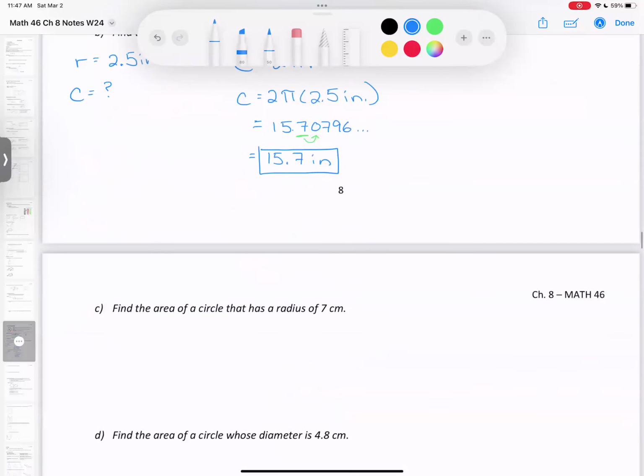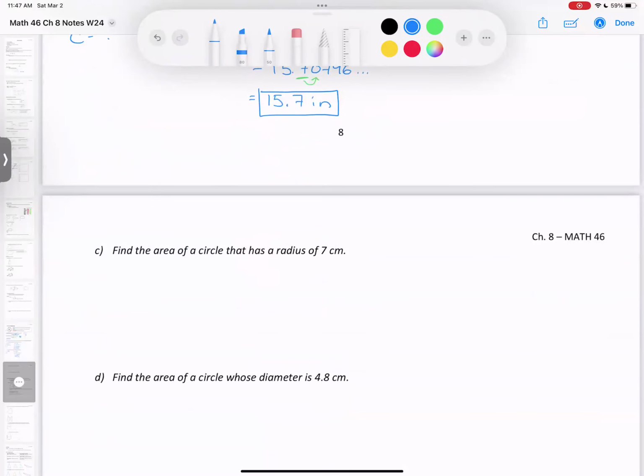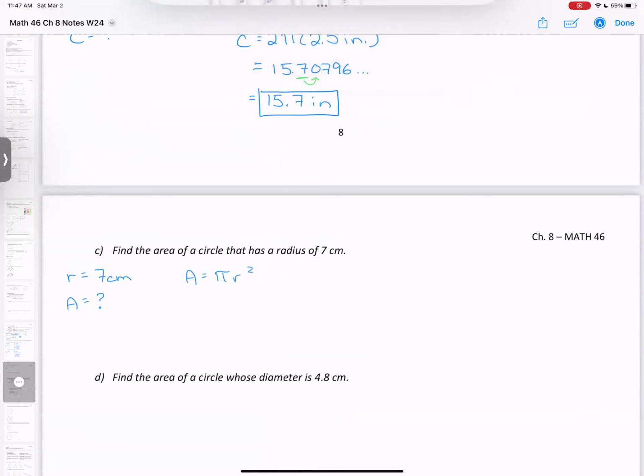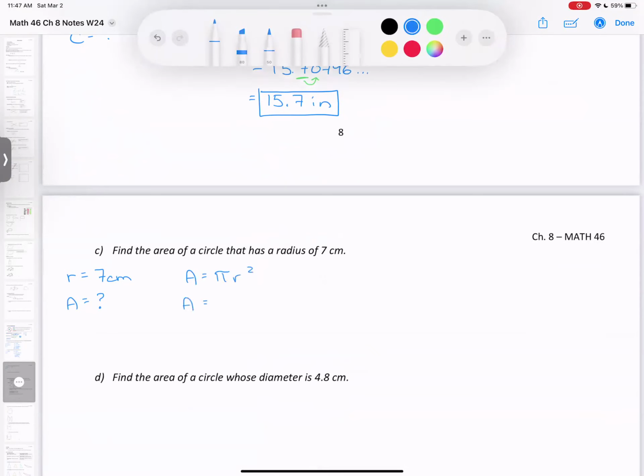All right, let's move on to area. Now we're asked to find the area of a circle that has a radius of 7 centimeters. So our radius is 7 centimeters, and we're trying to figure out area. If you look at your formula sheet or above in your notes, you'll see area is pi r squared. So area is going to be pi times r, which is 7, and that r is squared. So the 7 gets squared.